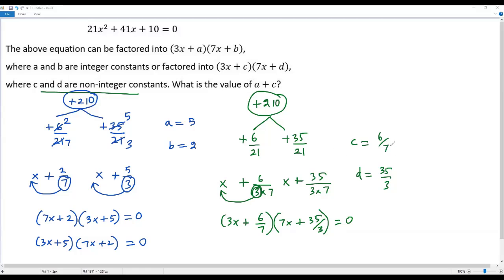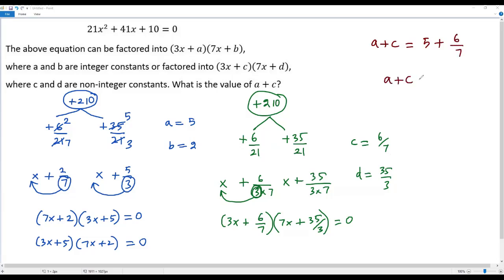Okay, so here the values I got for c and d satisfy the condition given in the question, because the values we got for c and d are non-integer constants. Okay, now I got the value of a, I got the value of c. A equals 5, which is an integer constant, and c equals 6 over 7, that is a non-integer constant. So according to the question, we have to find the value of a positive c. That is, we have to add a and c. So let me do it, a positive c. For a, we know that it's an integer constant 5. We can plug in 5 for a. And for c, we have a non-integer constant, that is 6 over 7. So we have to add them.